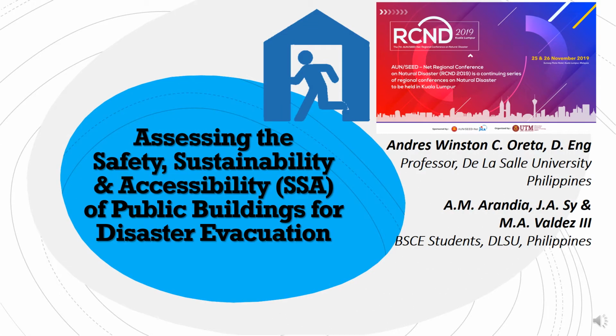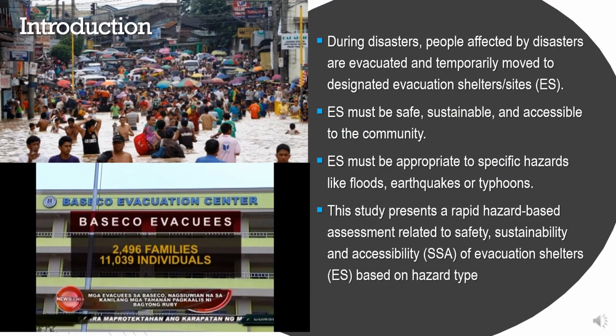Assessing the safety, sustainability, and accessibility of public buildings for disaster evacuation. During disasters, people affected by disasters are evacuated and temporarily sheltered in designated evacuation shelters or sites in the Philippines. Evacuation centers must be safe, sustainable, and accessible to the community. Evacuation centers must be appropriate to specific hazards like floods, earthquakes, or typhoons.